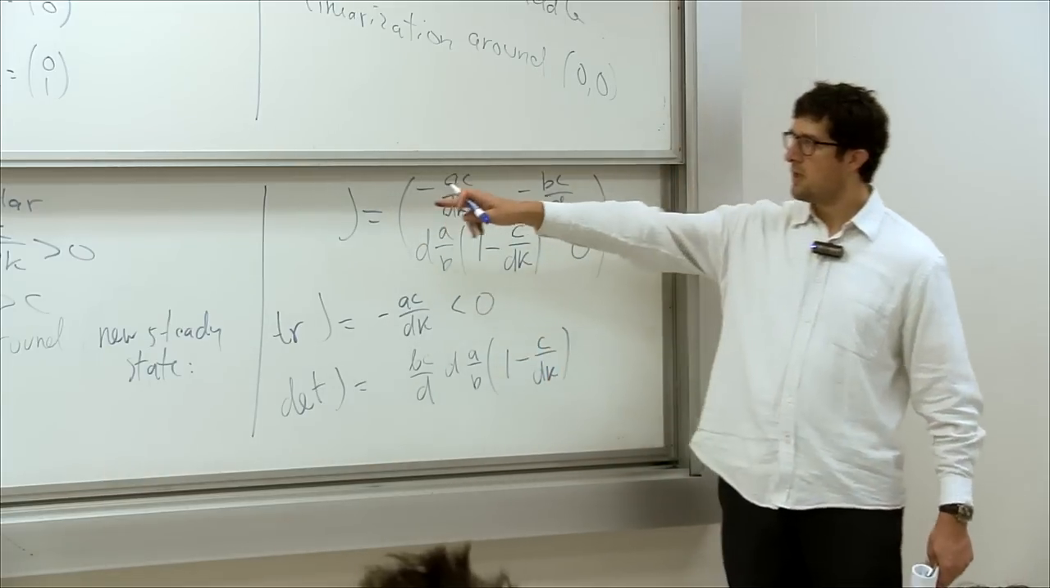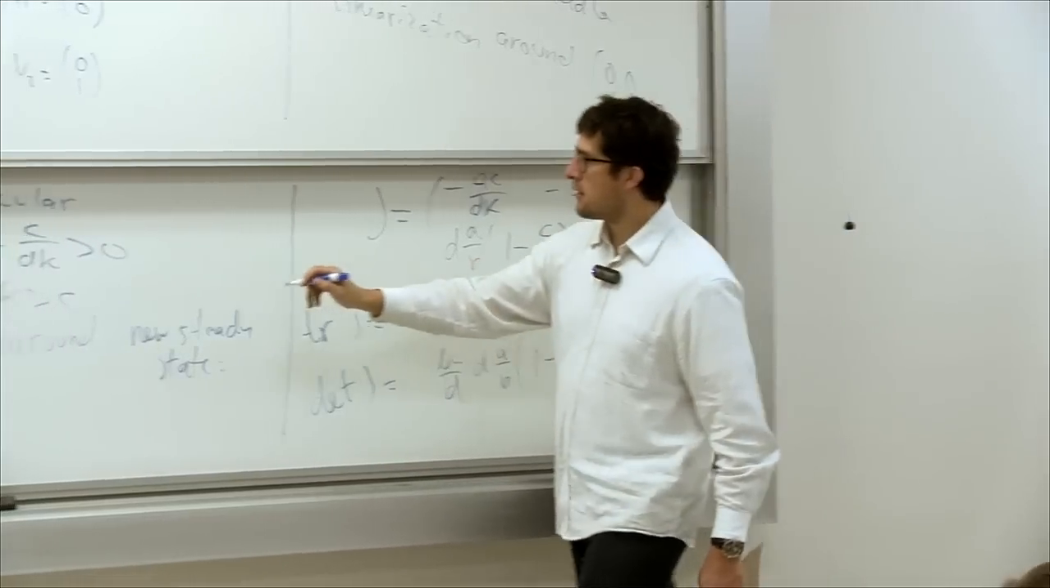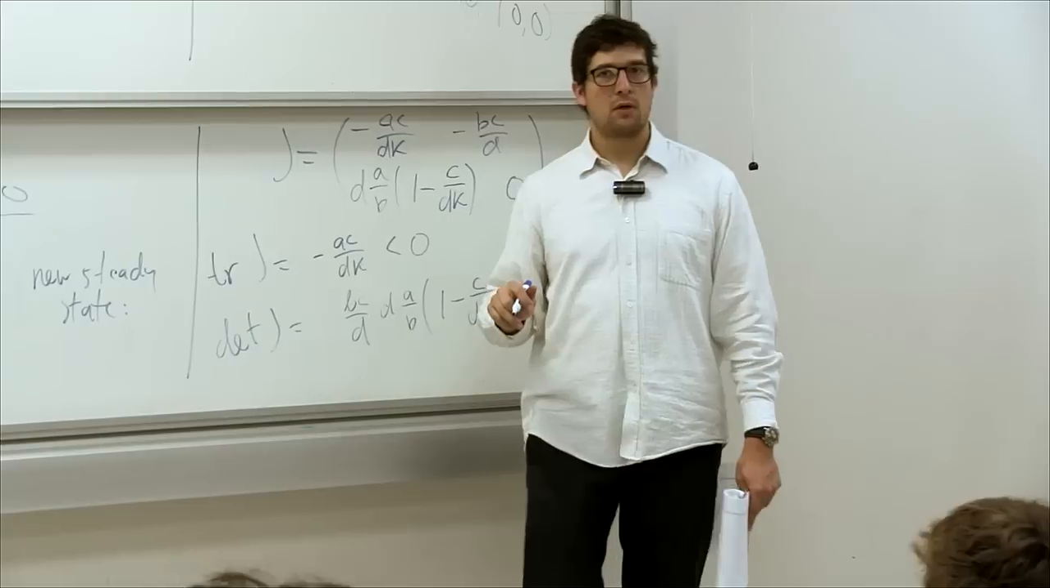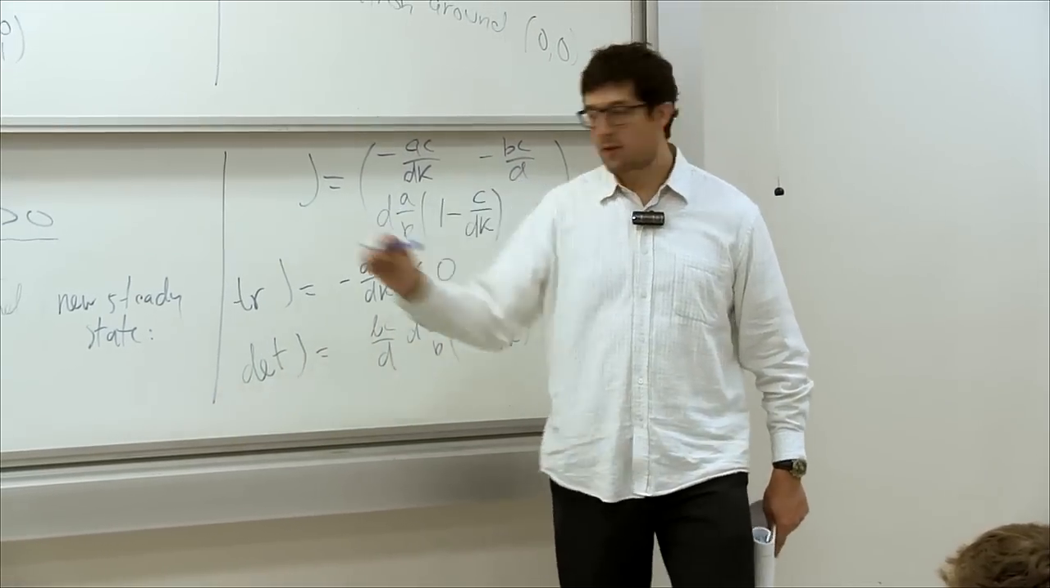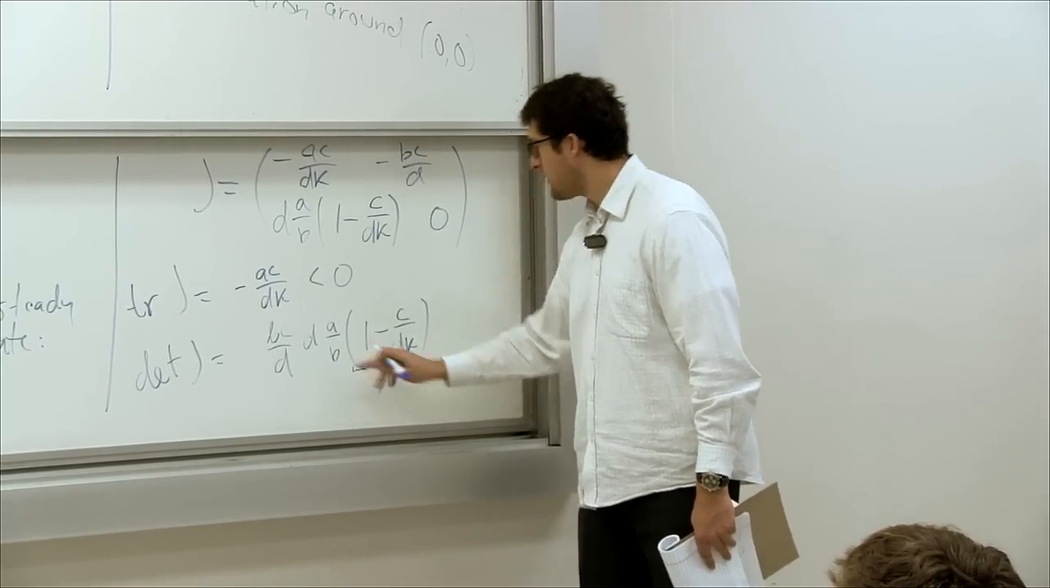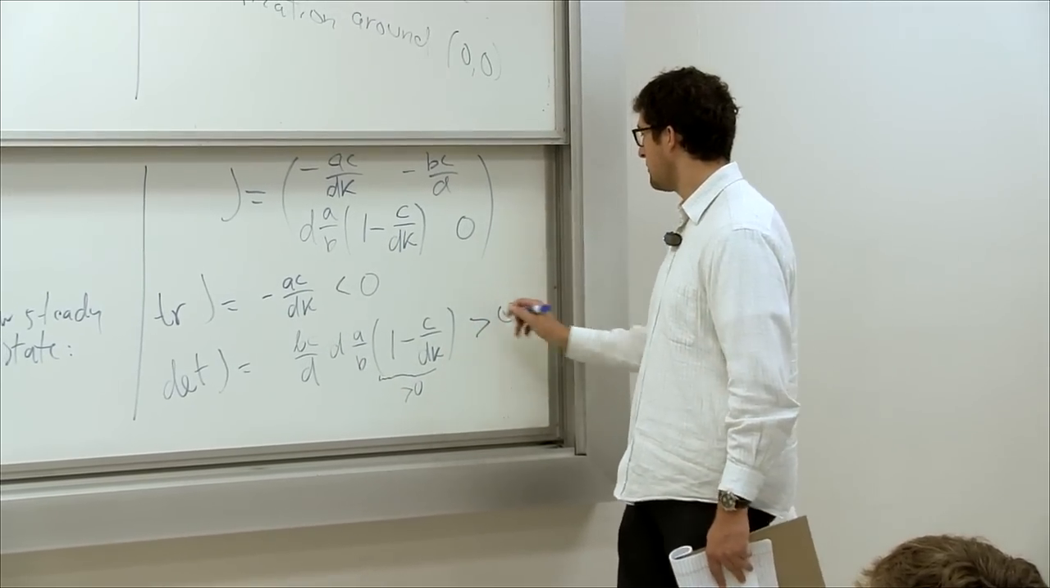Okay, excellent. So that analysis over there, we're now going to use it. This guy over here is bigger than 0. Okay? We're assuming that it's bigger than 0. And since this is bigger than 0, then this whole thing is bigger than 0.